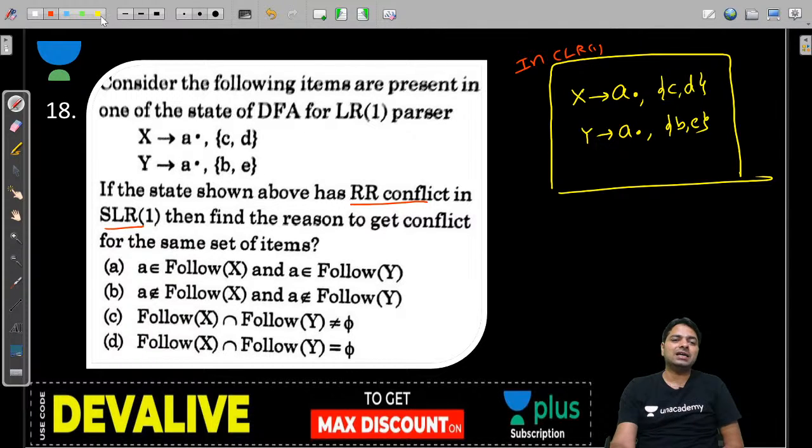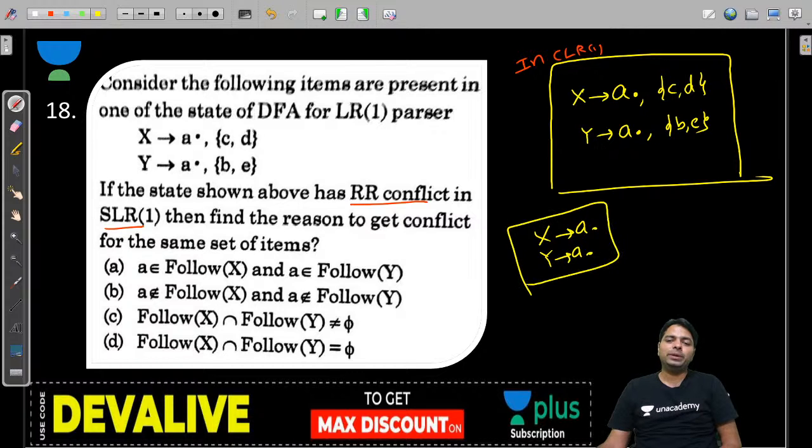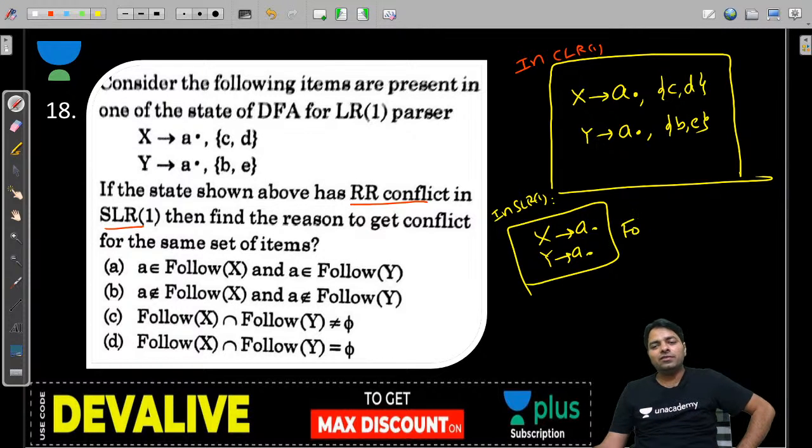Guys, if it is an SLR1 diagram, then you could have used only A dot. Y derives A dot. And this is going to be in SLR1. How do you do that? So is there any possibility of conflict? Yes, only when follow of X intersection follow of Y is not empty, then it produces a conflict.